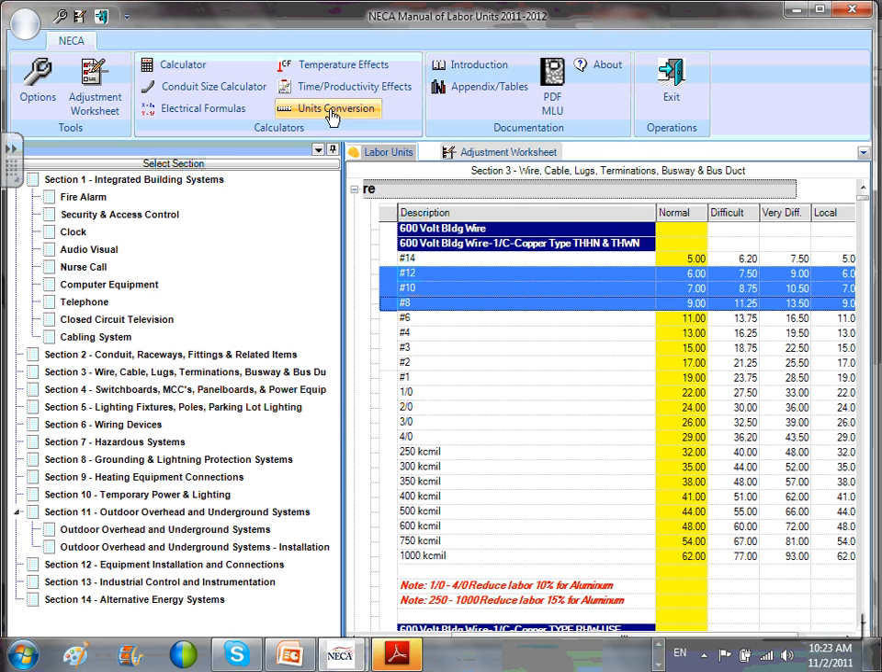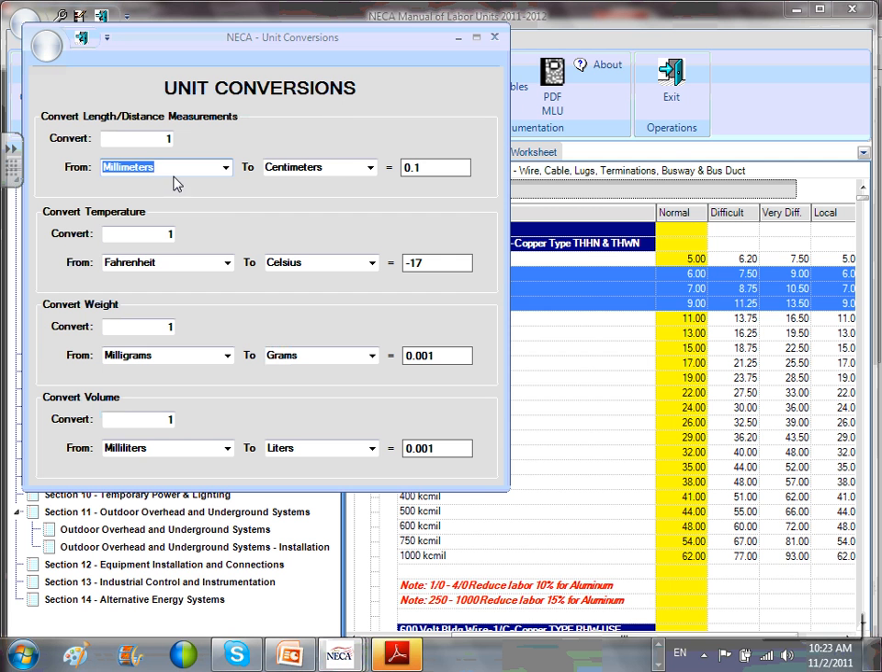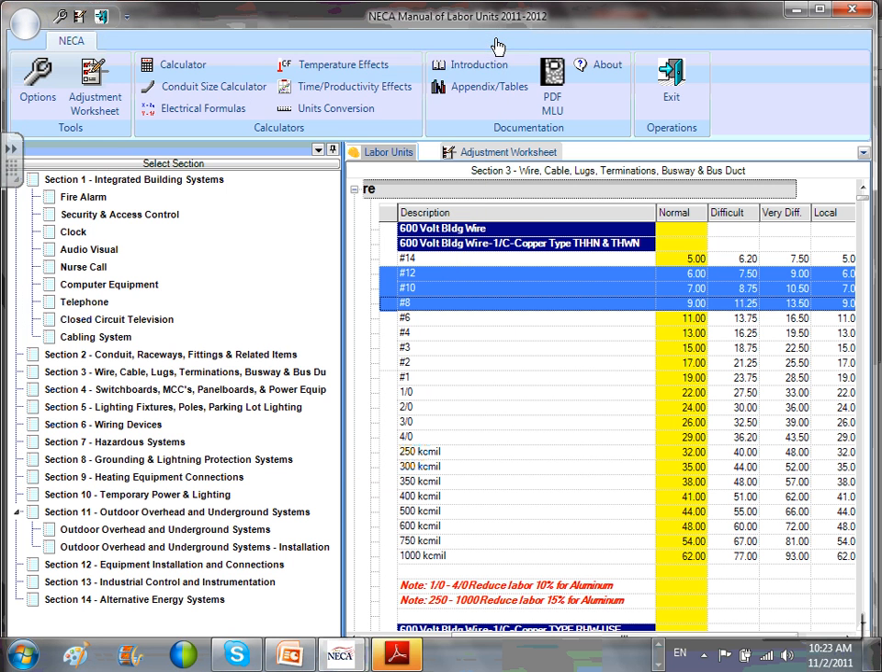Unit conversion. That can convert from any unit to any unit that God created. If I want meters, to convert it to feet. Where's my feet? Here's feet. A meter is 0.33 of a foot, right? So that converts between things.